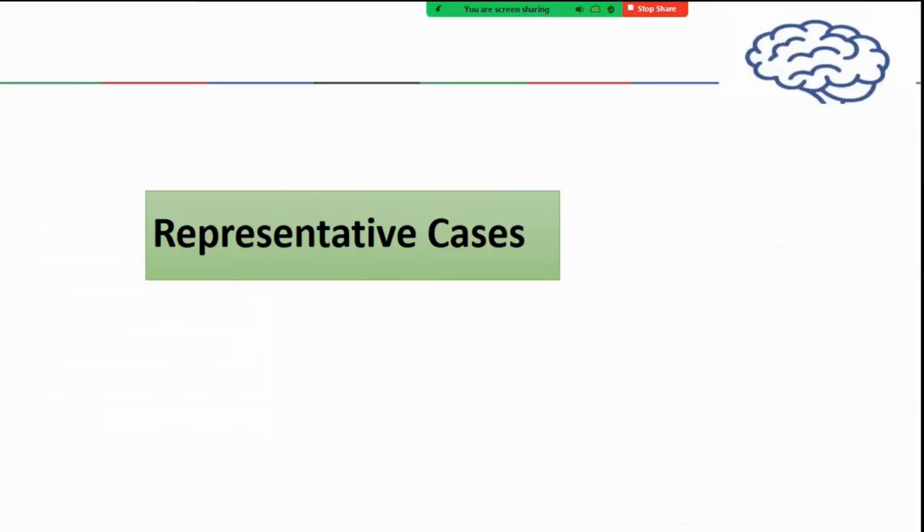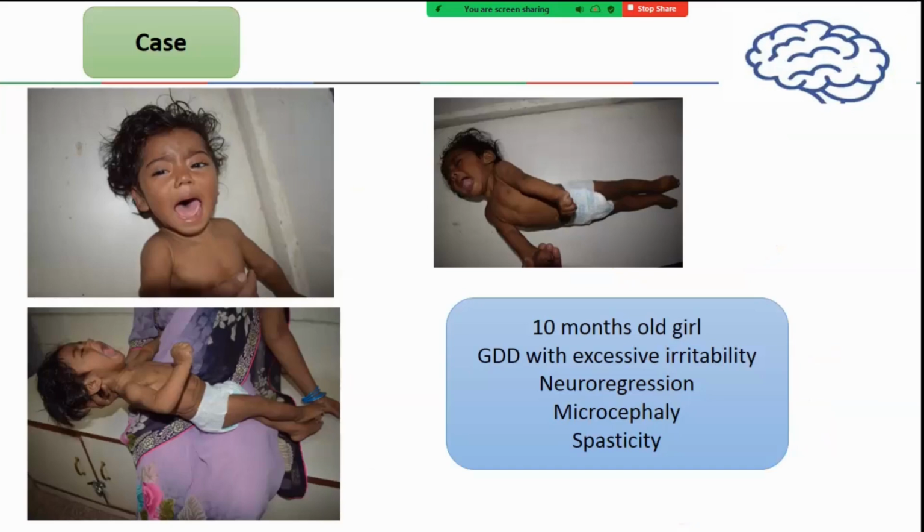So now we will have some representative cases, and I'll try to see if you can get some clues for diagnosis. Now this is one case, a 10-month-old girl with global developmental delay, excessive irritability, neuroregression, and microcephaly, and the parents would say that the child intermittently becomes like this. What else would you like to ask?